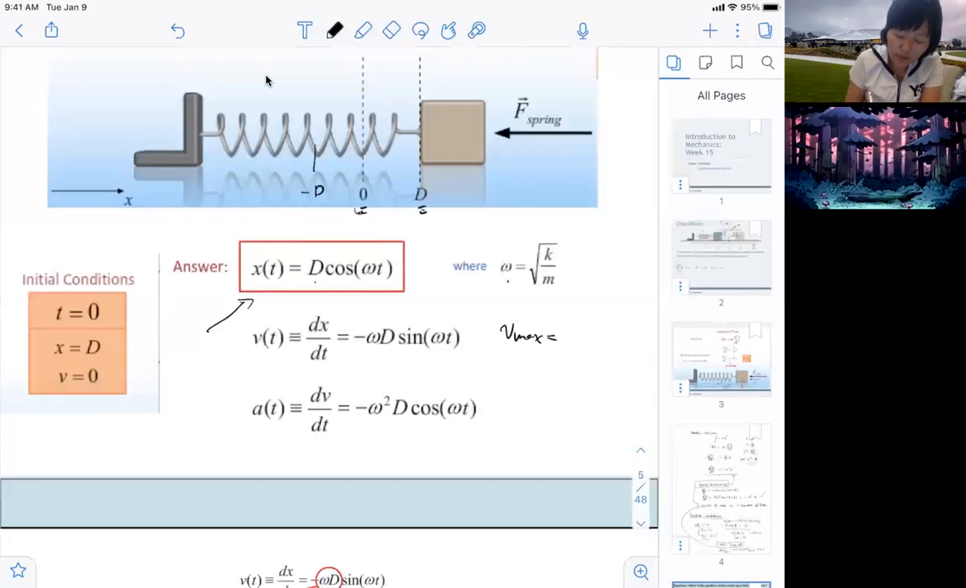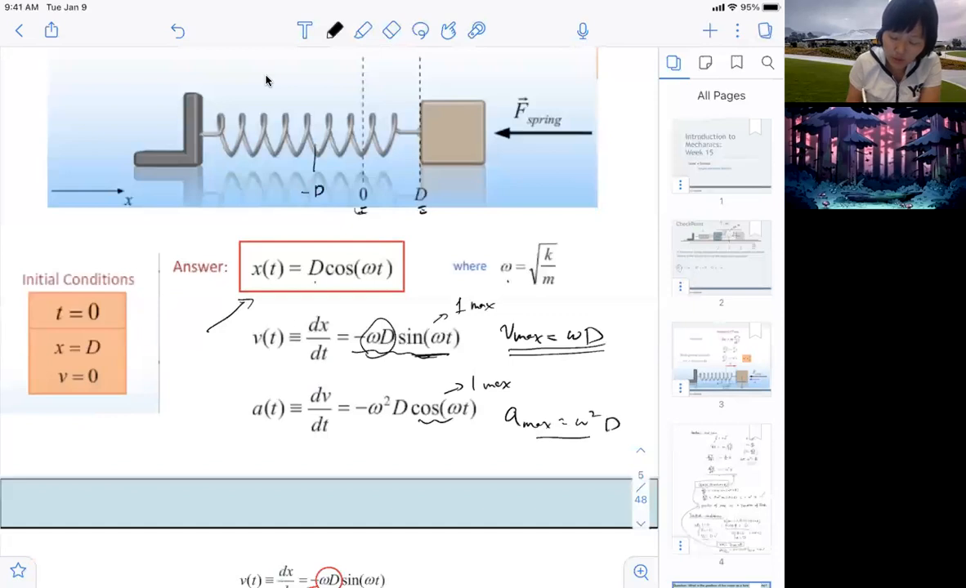You can see this expression is going to be omega d. That's the maximum value, because the maximum value of sine of something is 1, and the maximum value of cosine of something is also 1. So the maximum acceleration is omega squared times d, and the maximum speed is omega d. These two you can get from the simple harmonic motion equation. You can also get this from conservation of energy. If you set up your energy equations, you can solve for v max to be omega d. You can do that later if you want to confirm that.